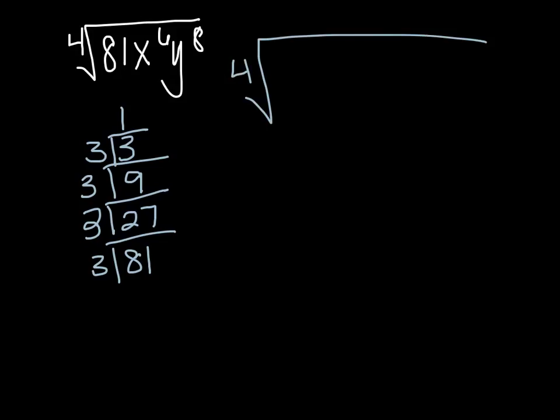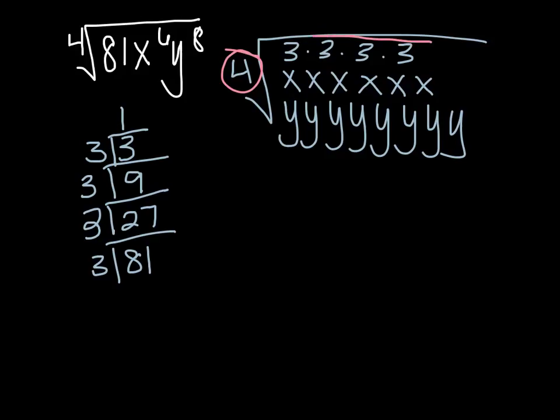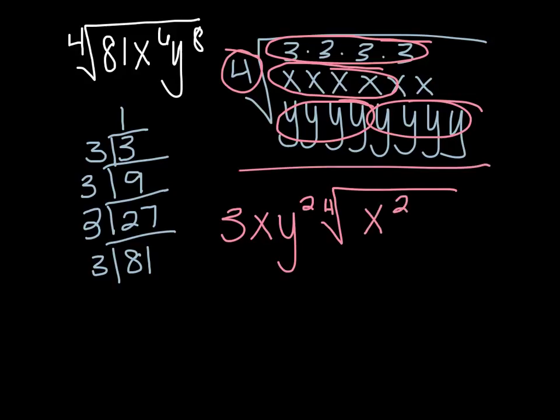What I have going on right now is 3 times 3 times 3 times 3, 6 x's, and 8 y's. So now I'm going to group them and pull all my groups out, and I'm going to group them into 4s. There's a group of 4 3's, so a 3 comes out. There's a group of x's, so one group of x's comes out. I have 2 groups of y's, so those come out. And left over, I have 2 x's. There's my final answer.